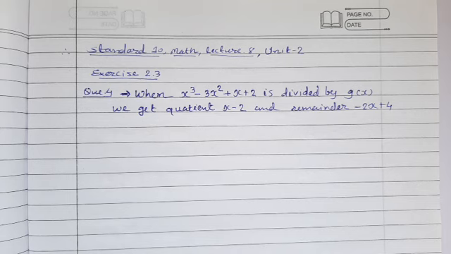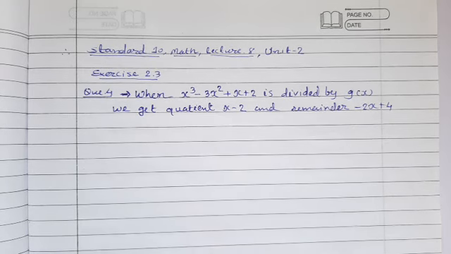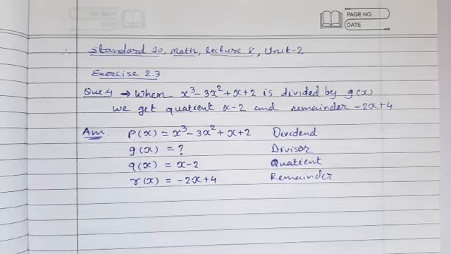Here we are given that when x cube minus 3x square plus x plus 2 is divided by g of x, we get quotient x minus 2 and remainder minus 2x plus 4. Then we are asked to find out gx. So here in this question, you are given the polynomials in this way. The dividend, divisor, you are asked to find out quotient and remainder.